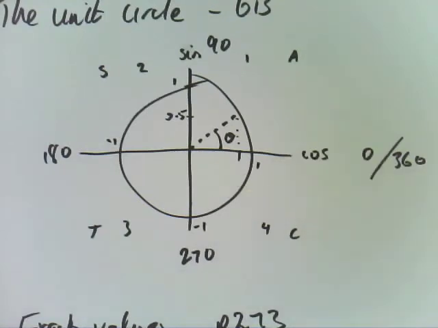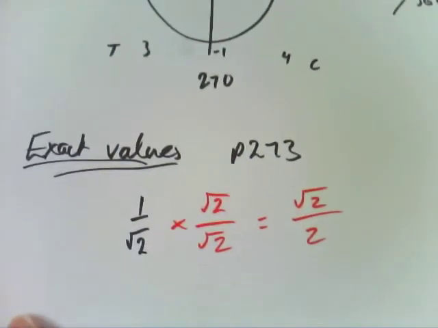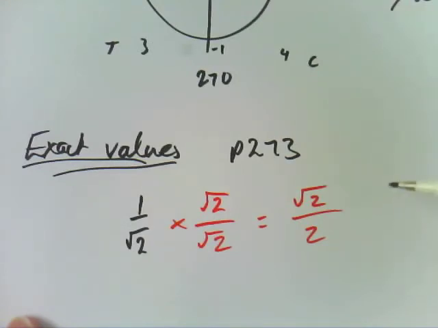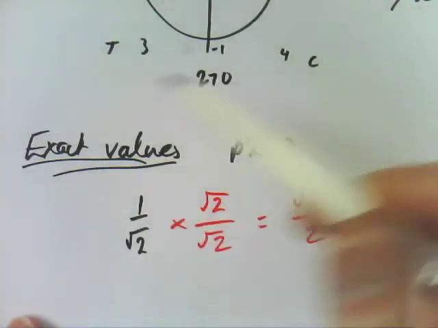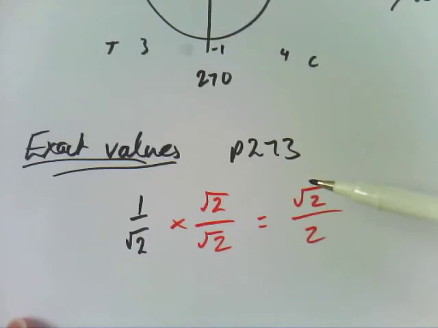So most of that chapter is just about that sort of stuff. Where is it positive? Where is it negative? It does ask you to use the exact values table at some point in there. So use those values to give the exact value. So root 2 on 2 or root 3 on 2 or anything like that.